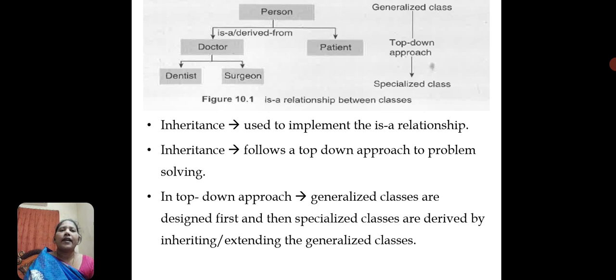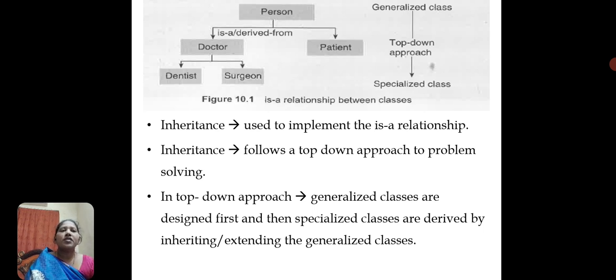In this diagram you can see the relationship between the classes. The person is a doctor and also the person is a patient. So person is a base class. Doctor and patient are the derived classes derived from the base class person. Similarly, a doctor is a dentist, and the doctor is also a surgeon. So dentist and surgeon are the derived classes of the parent class, or base class, doctor.